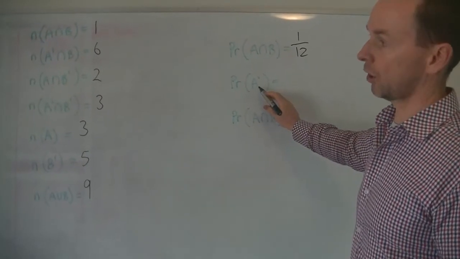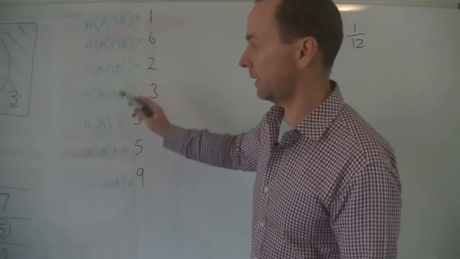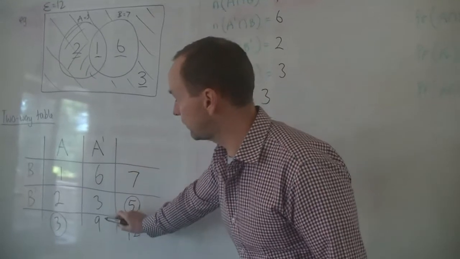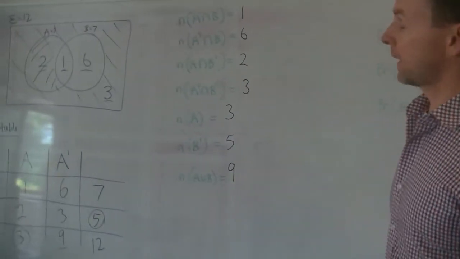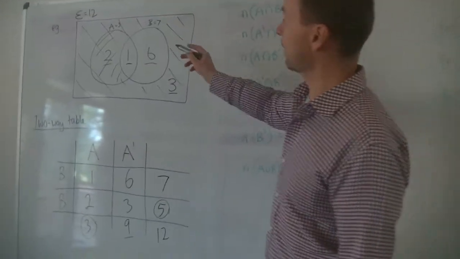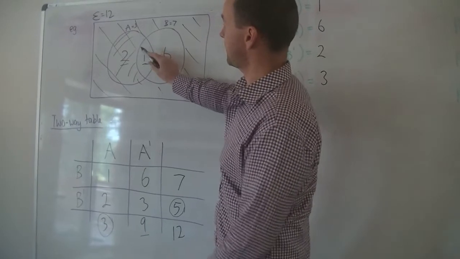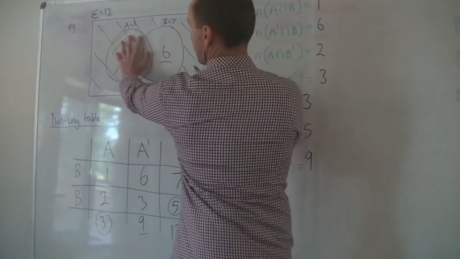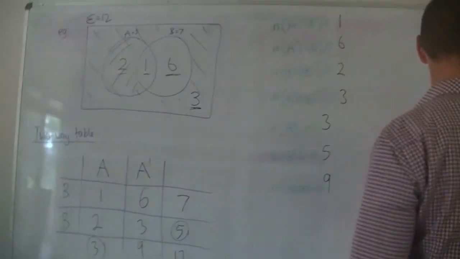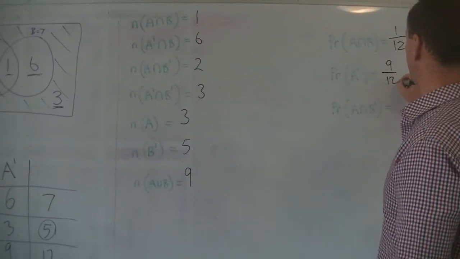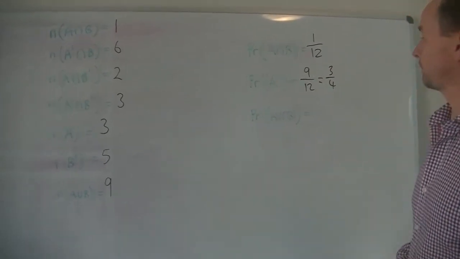Probability of A naught, or the complement of A. So again, we can just look. A naught, the total here is 9. So there's 9 altogether. And another way to do it, if you wanted to do it from the Venn diagram, A's in this circle, the complement of A means everything other than that circle. So we've got a 6 there, and we've got a 3 there, so that's 9. So we've got 9 out of 12, which is 3/4 when we simplify it.